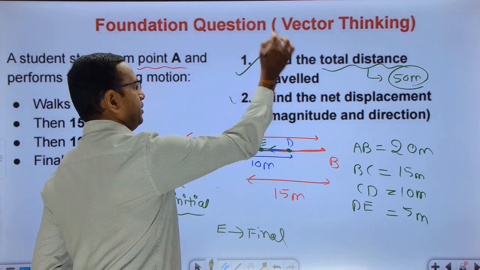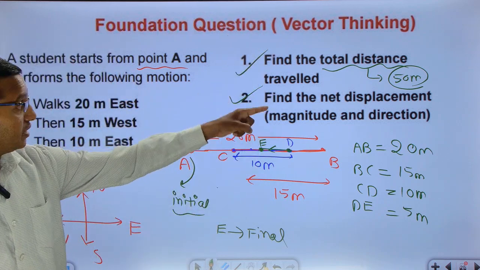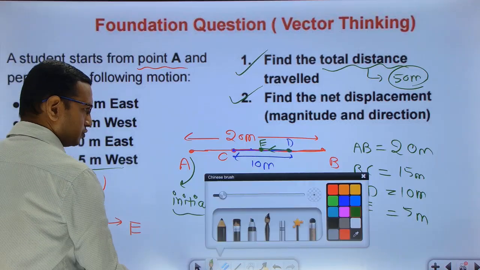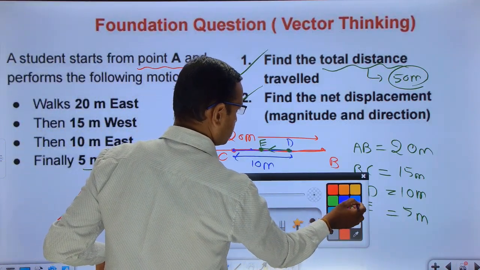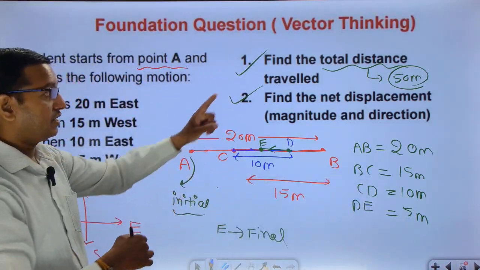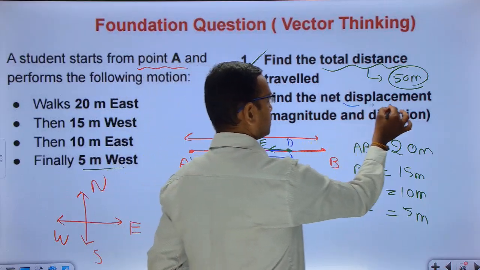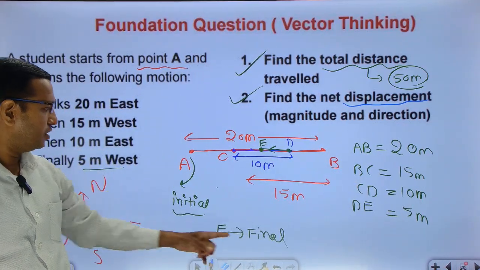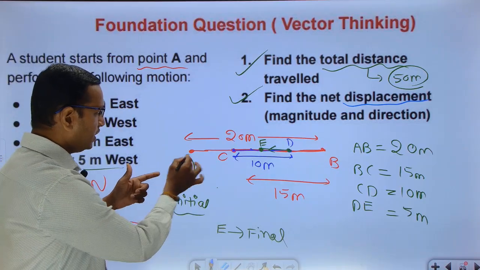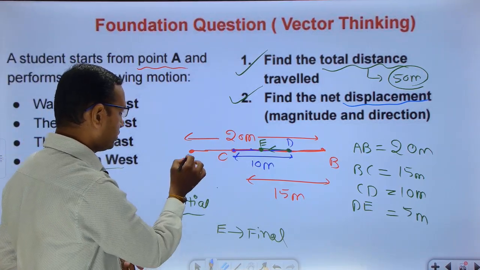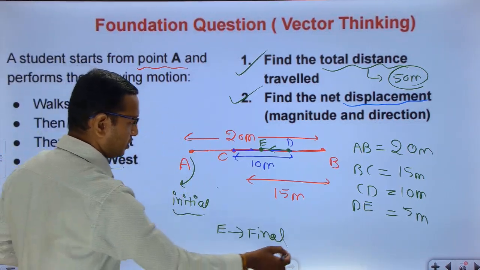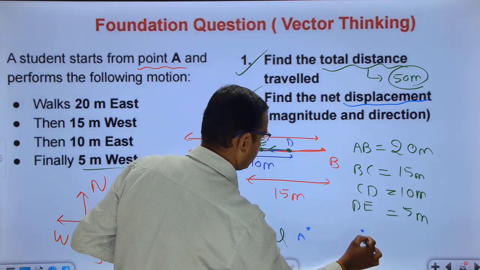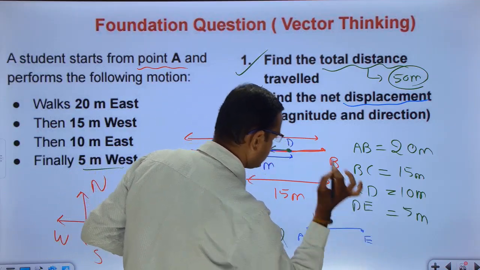Now, the next question is, find the net displacement, that is magnitude and direction also. So let us find out. Remember, displacement depends only on the initial and final position. So initial is this, final we know. From A to E, I am drawing a straight line. I'll just draw separately. This is point A and this is point E. From A to E, I am just joining.